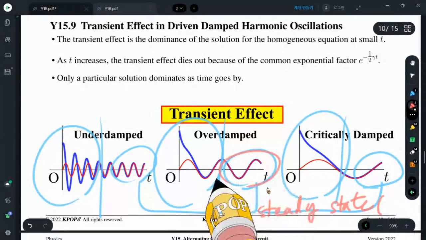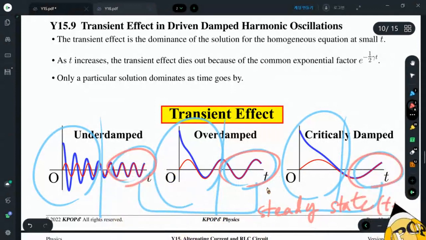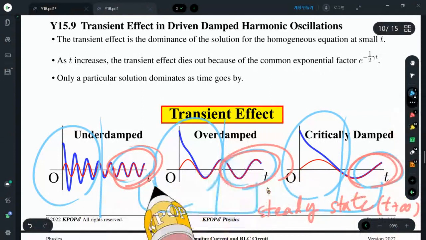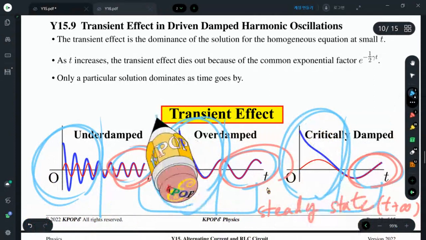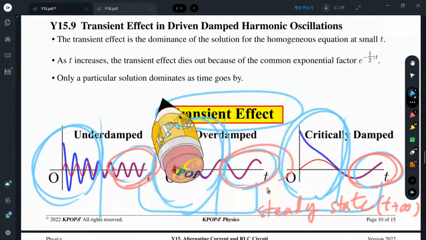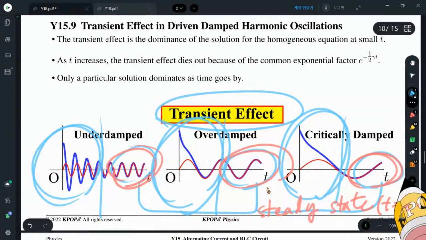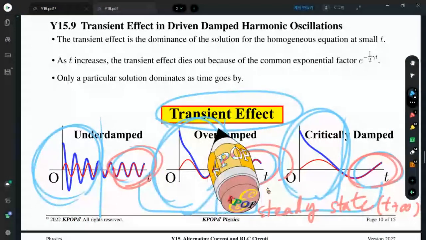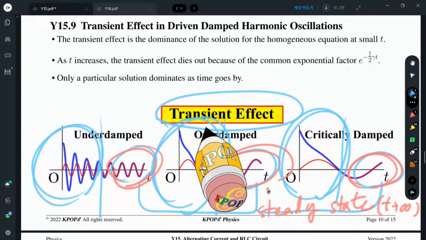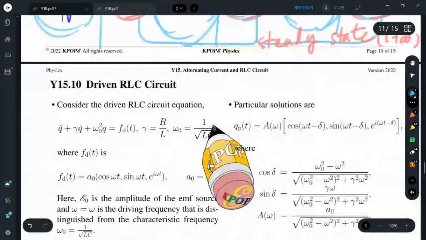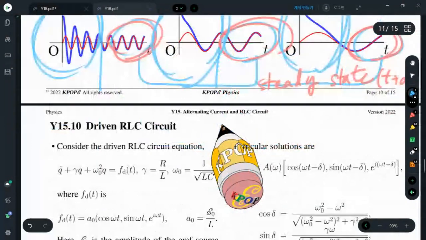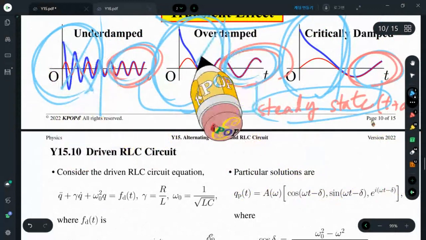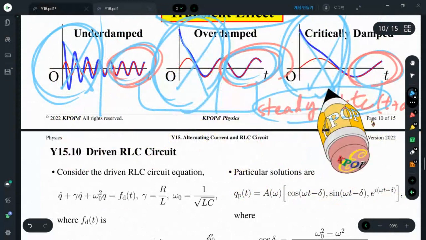So they are uniform as t goes to infinity. This means these are steady states and these are transient effects. It passes away as t goes by. Those are originated from the solution of a homogeneous equation. So from now on, we are interested in the steady state solution, neglecting the solution coming from the homogeneous equation.